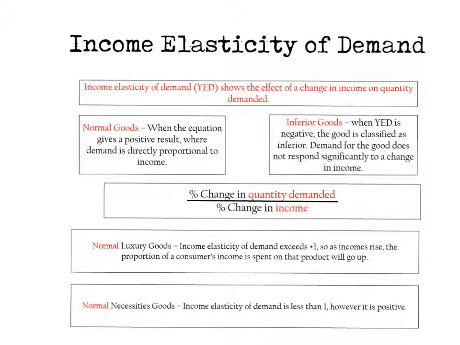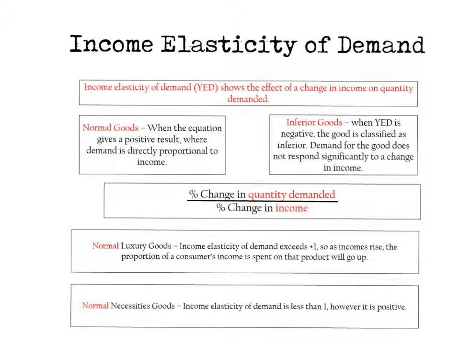So for example, if you had an inferior good, that would suggest that if your income increased, then the demand for these types of goods will actually fall. Or vice versa, if your income fell, then the demand for these types of goods would actually rise and would go up. And then you've got normal goods.